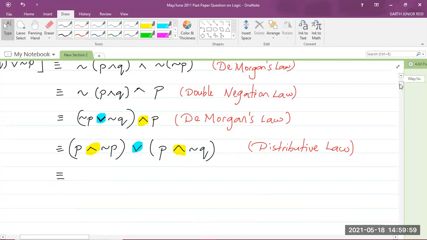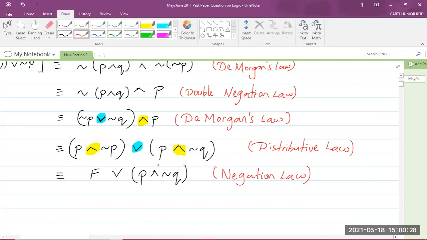All right, let's write that. So I can write false here, false, or, and I'm now going to write back the P and not Q. All right, good. So I've just used the negation law. So let us write that. So negation law. Okay, good. So we are one step closer to where we want.